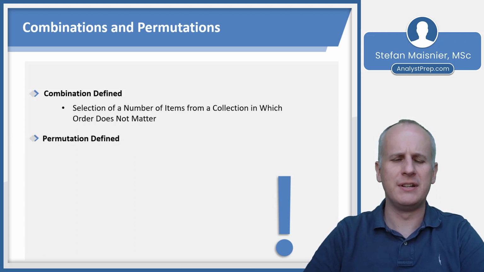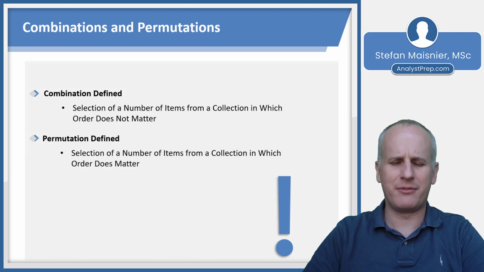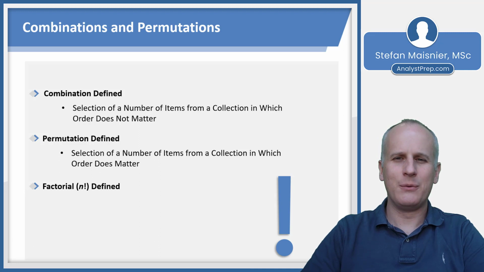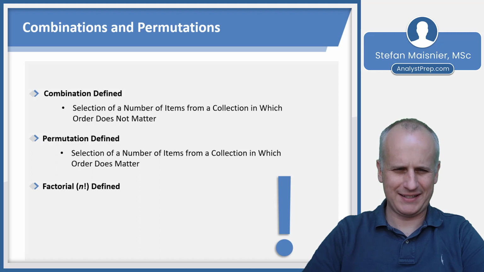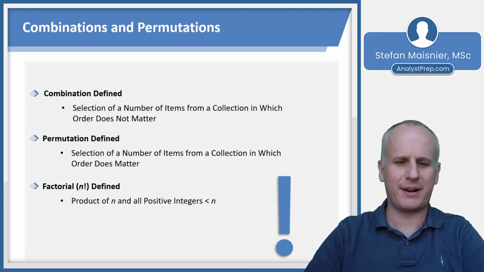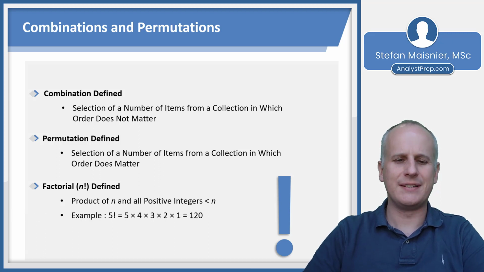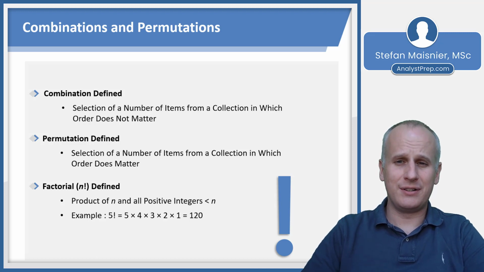Now, a permutation is going to be a selection of a number of items from a collection in which the order does matter. And we have to understand what that n with an exclamation point means, and that is technically what is known as a factorial. And that is simply the product of n and all positive integers less than n. For instance, 5 factorial is going to be 5 times 4 times 3 times 2 times 1, which would be equal to 120.